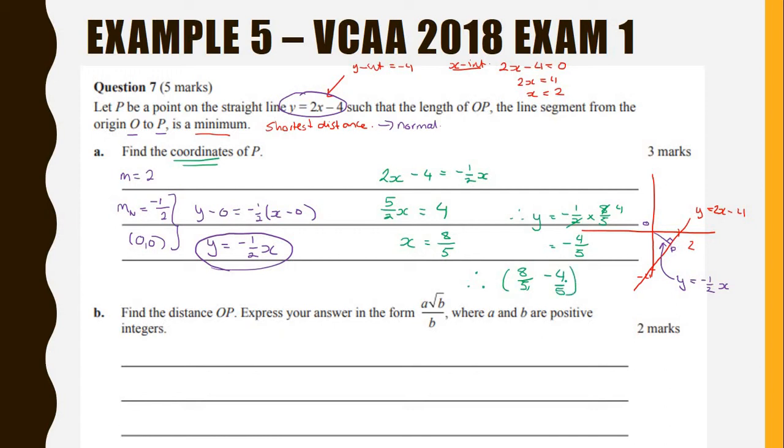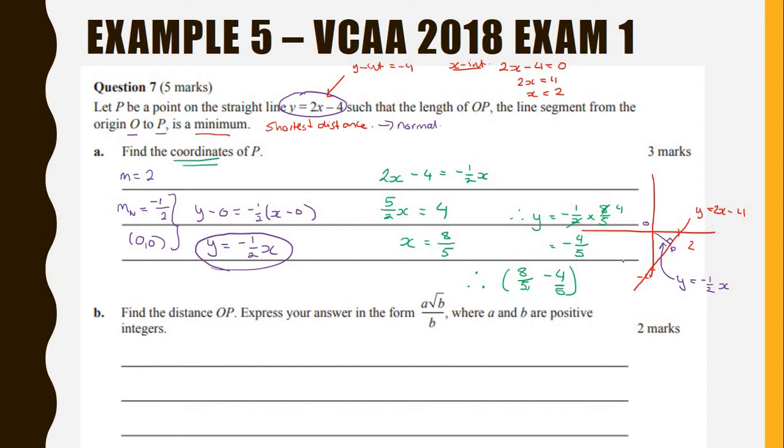So the normal is very, very useful for us when we're wanting to find shortest distance. So in this particular question, I didn't actually need to use calculus at all, but I still needed to find the normal to answer the question.